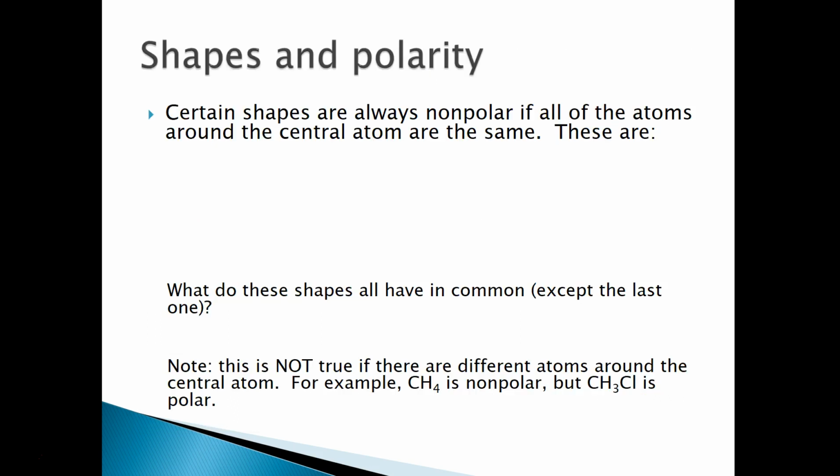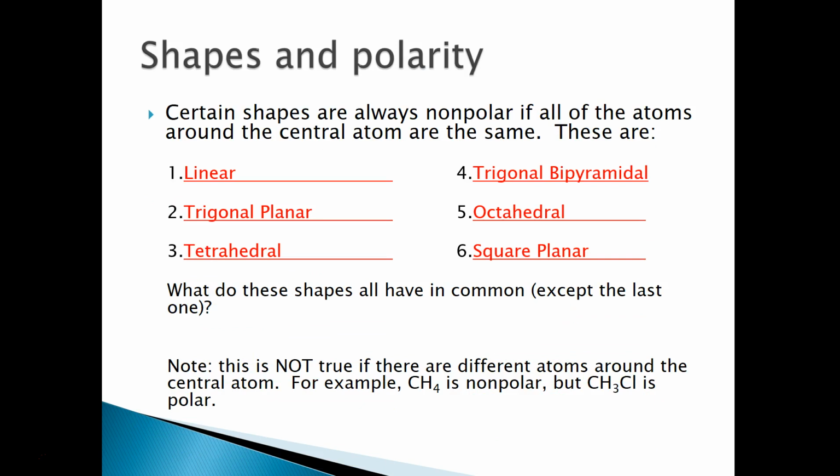All right, so shapes and polarity. Certain shapes will always be nonpolar as long as all of the atoms around the central atom are the same. These shapes are linear, trigonal planar, tetrahedral, trigonal bipyramidal, octahedral, and square planar. Now, if we look at all those shapes, they all have a very important thing in common, except one of them. And that is the absence of lone pairs on the central atom.